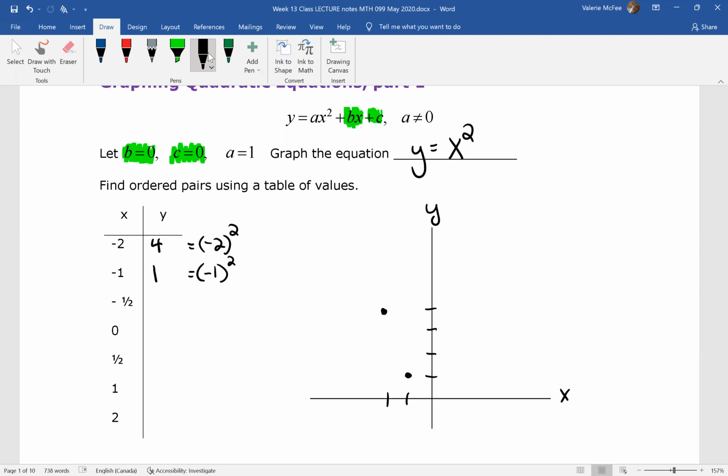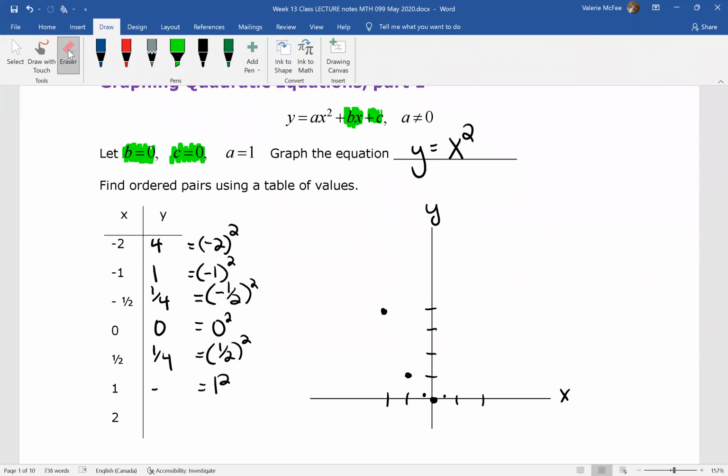When x equals -1/2, y equals +1/4. When x equals 0, y equals 0. 1/2 squared, again +1/4. 1 squared is 1, and 2 squared is 4.